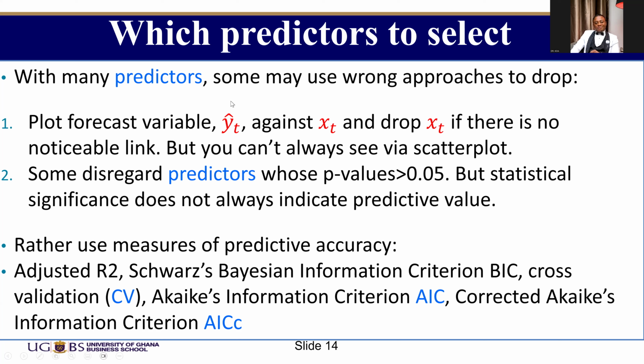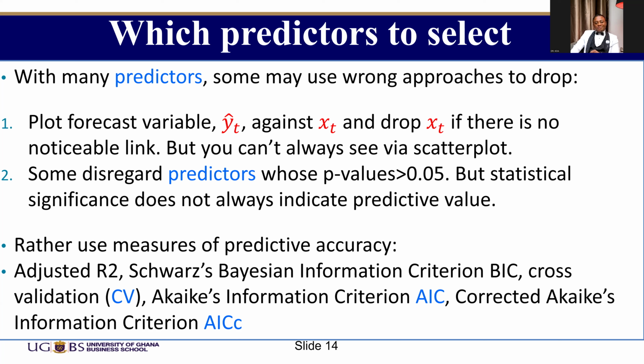One wrong approach is that they will plot the consumption against the income, and then they will drop any independent variable that doesn't show any noticeable link, positive or negative. It's wrong. Other people will drop the predictors, the independent variables, whose p-values are bigger. Just like we saw that some of them, the p-values are big, like one of them was 5.3% or 8%. So it is insignificant, so what some people do is say, since you are insignificant, we don't need you. It's also wrong.